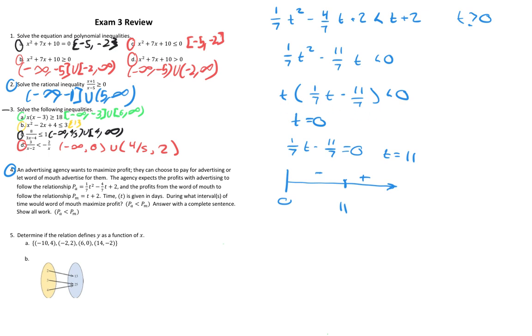Or whenever the profit from advertising due to word of mouth would be more than the profit from just paying for advertising. So we say from 0 to 11 is the interval of days where word of mouth would maximize profit.